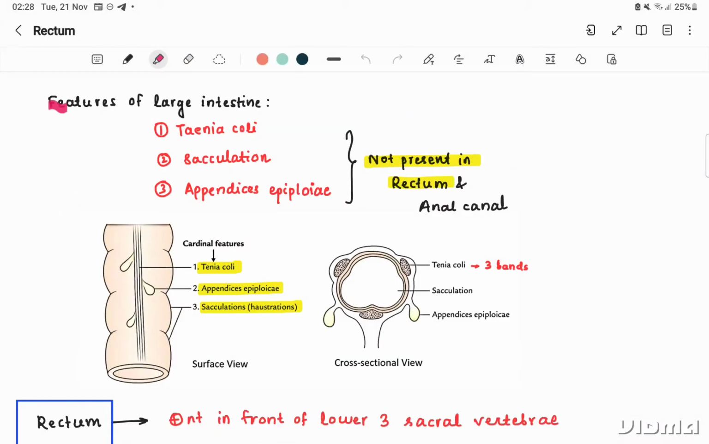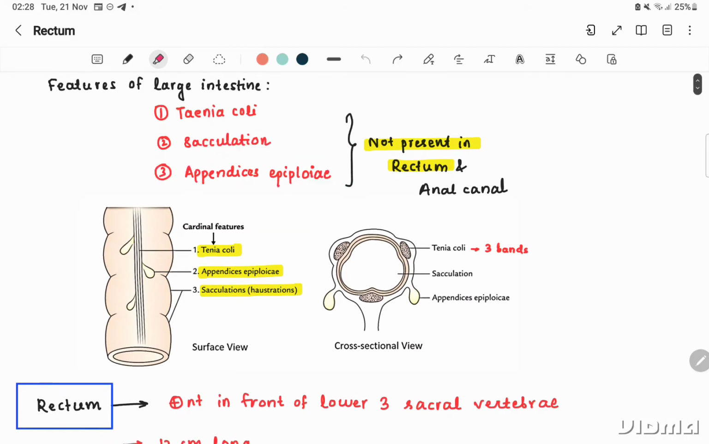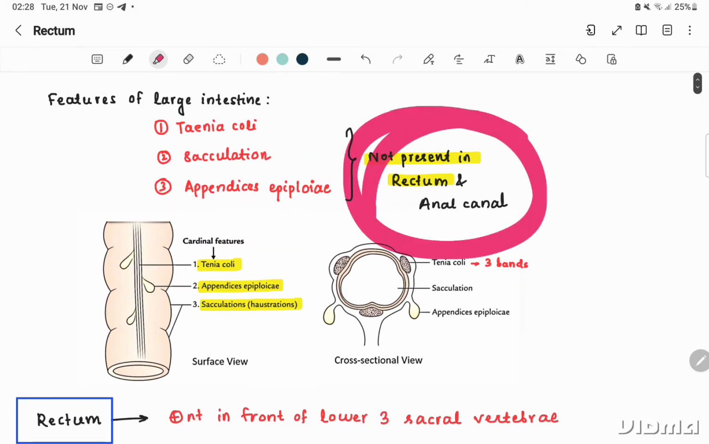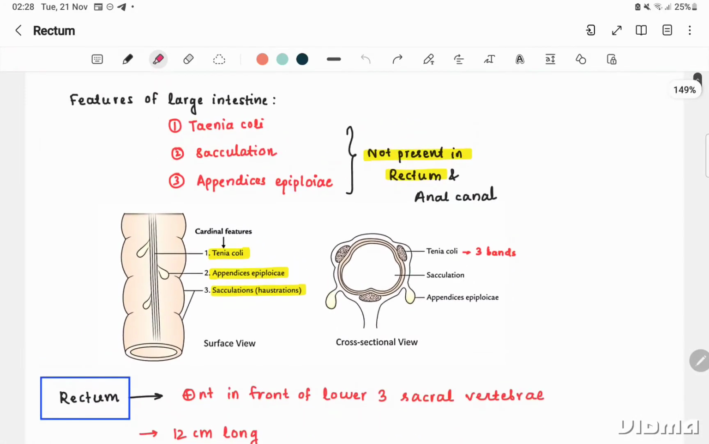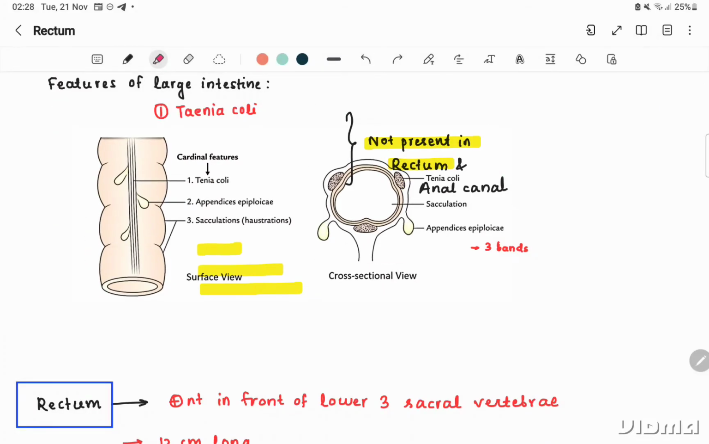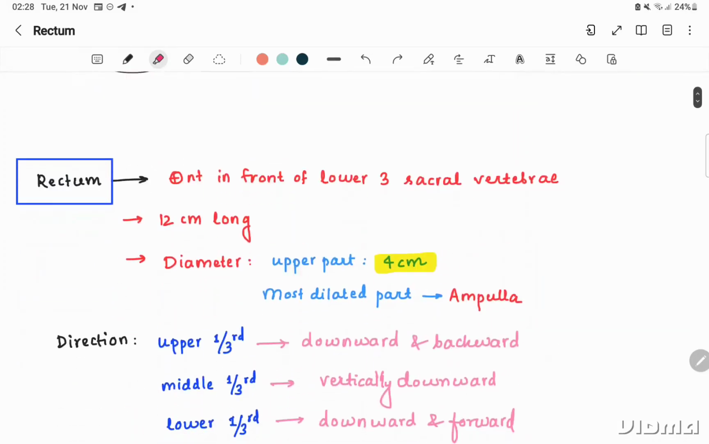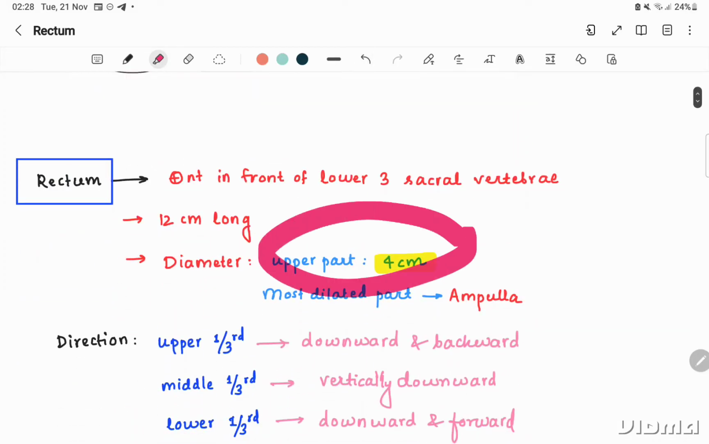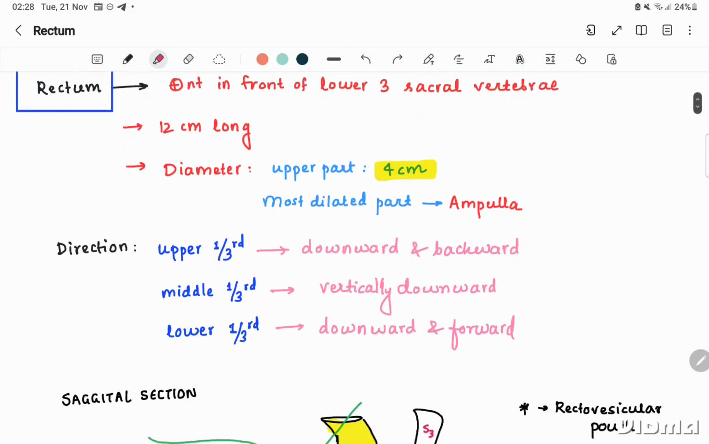Let's discuss the rectum. What are the features of the large intestine? The large intestine has taeniae coli, sacculations, and appendices epiploicae. These are not present in the rectum and the anal canal, but are present in the large intestine. What is present in the rectum we will see now. The rectum is present in front of the lower 3 sacral vertebrae, and it is 12 cm long. The diameter of the upper part is 4 cm. The most dilated part of the rectum is called the ampulla.